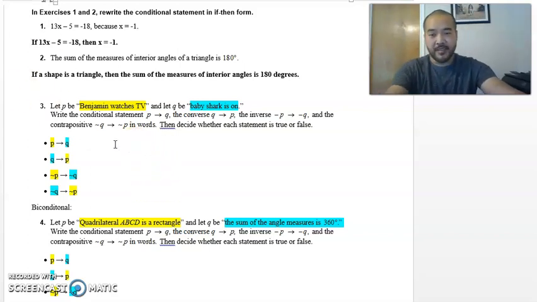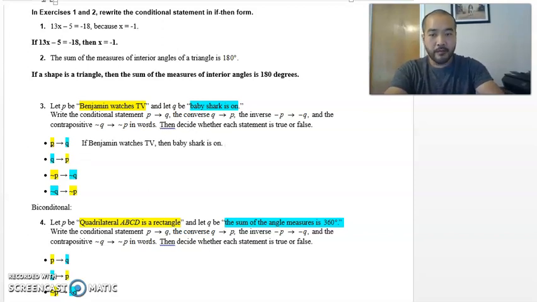Hey, if you process faster than I type, feel free to speed up this video. So let's get into this scenario. I'm going to start with one that's not math related. If Benjamin watches TV is the hypothesis, then Baby Shark is on. So Benjamin watches TV is the hypothesis. Baby Shark is on is the conclusion. So if Benjamin watches TV, then Baby Shark is on.